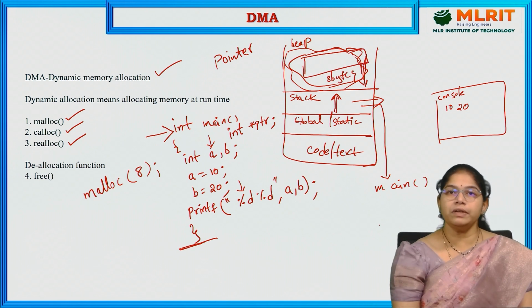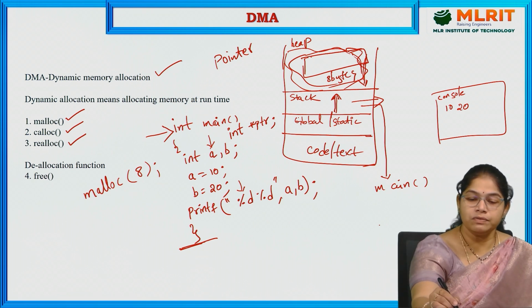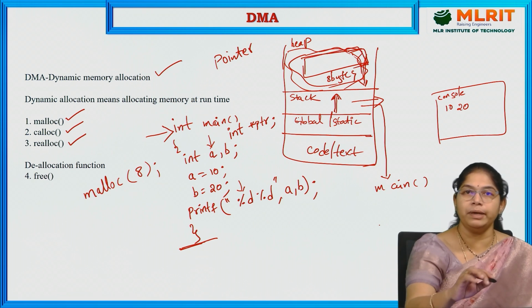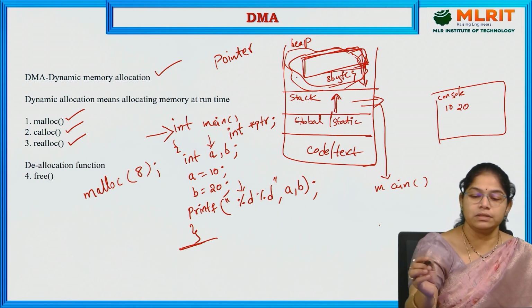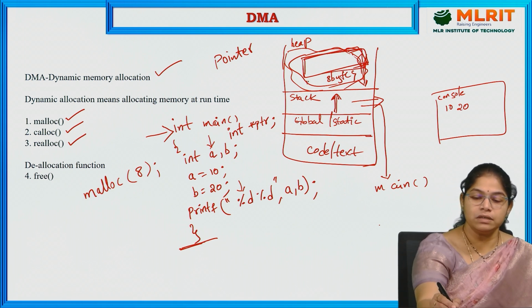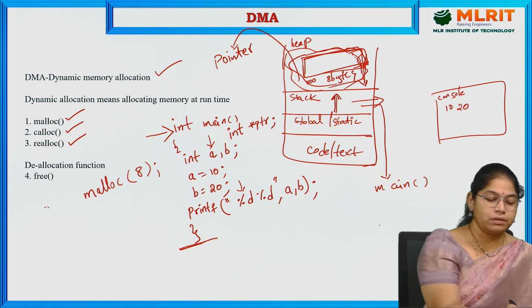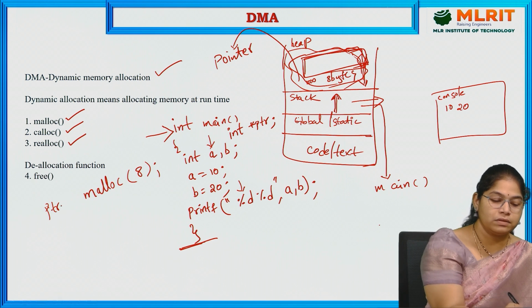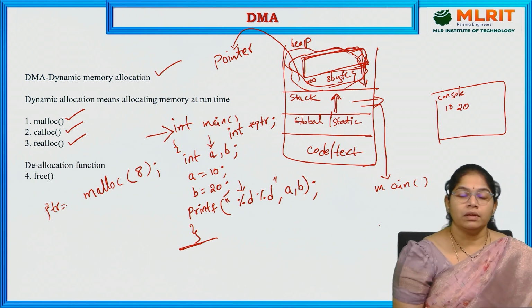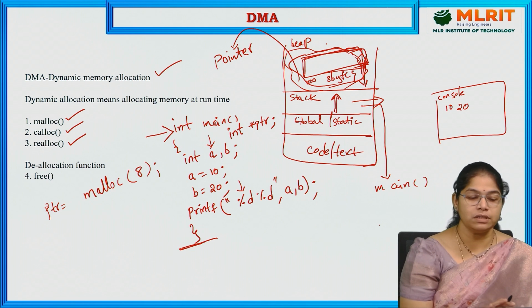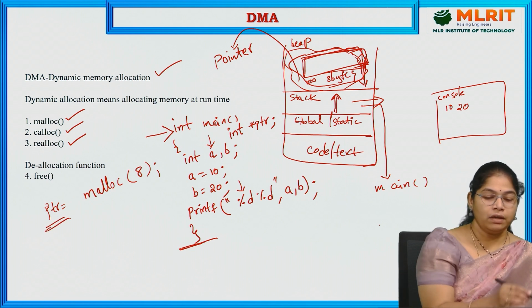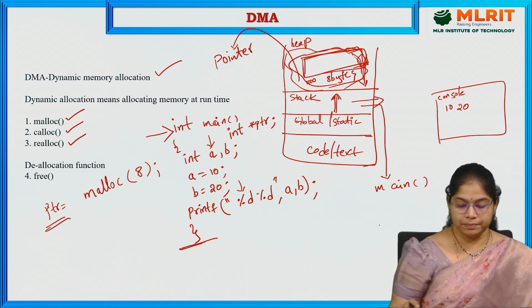On successful allocation, it returns the base address of these 8 bytes. So the base address, let us suppose 1000, it returns the base address. So the base address must be stored in a pointer, so ptr is equal to. On successful allocation, it returns the base address, and that address is stored in the variable called pointer.